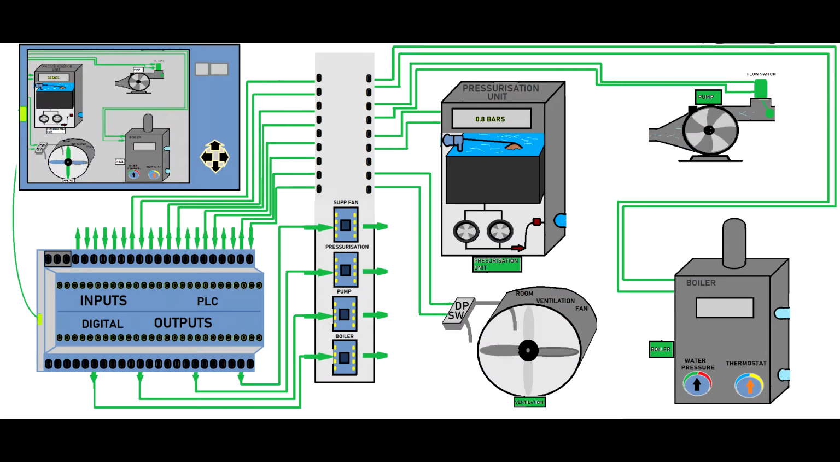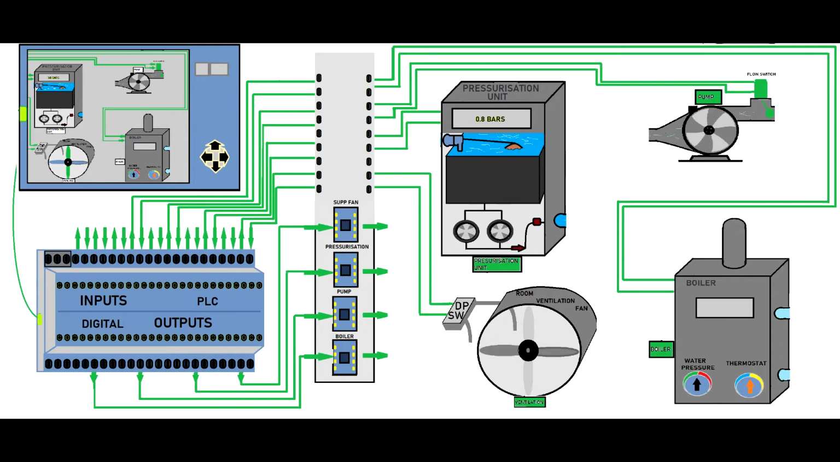If you remember, in the first part we were talking about poor integration. Now let's talk about not poor but cheap integration. As you will see on this diagram, you will see the human-machine interface, the PLC, and also the boiler, the fan, the water pump, and the pressurization unit.